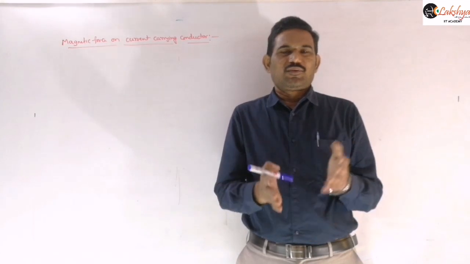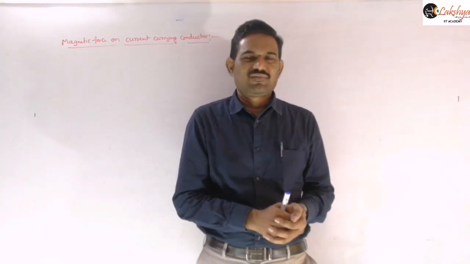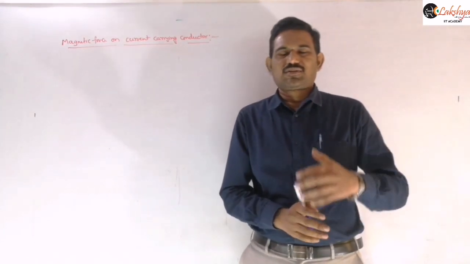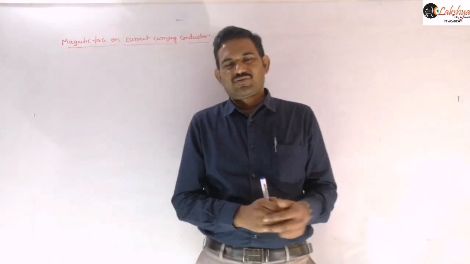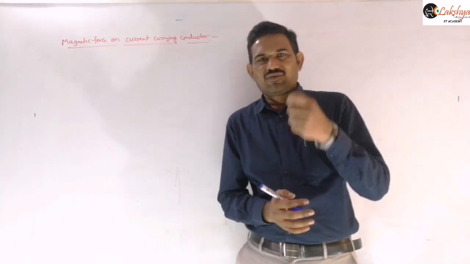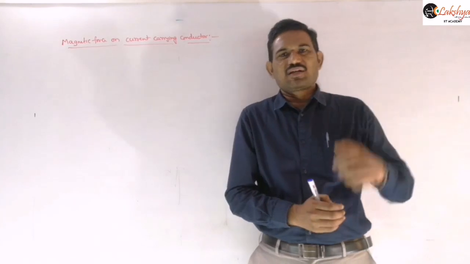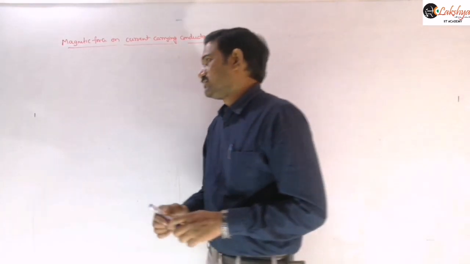So from that you can clearly understand that when a current carrying conductor is placed in a magnetic field, then definitely some force acts on the conductor, because current is nothing but the flow of charges. When the charges are flowing through that conductor, each particle of the conductor will experience some force. As a whole, that force will be transferred to the conductor. So we can say that the conductor is experiencing some force.